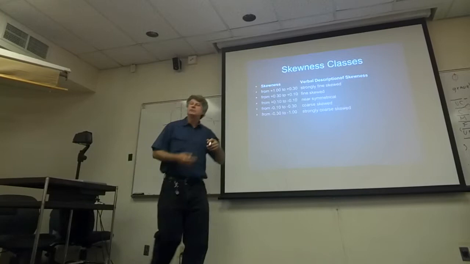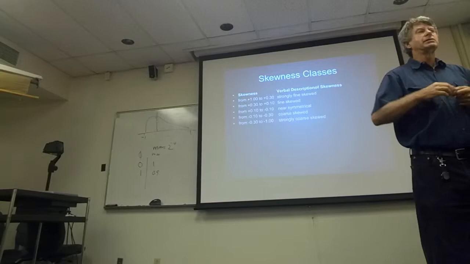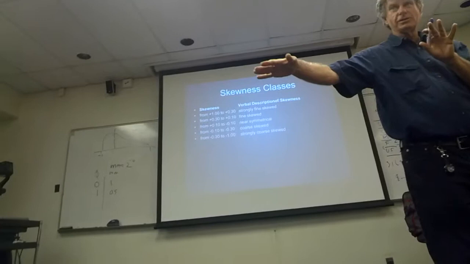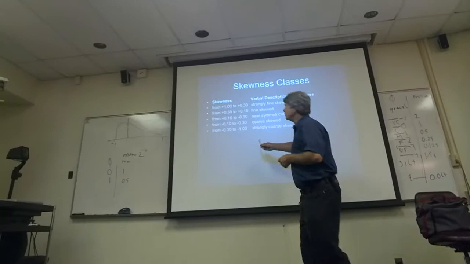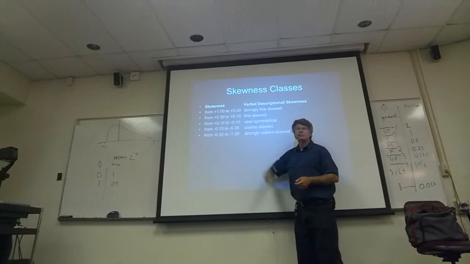Okay. Any questions? Is that making sense to everybody? So the skewness gives which side the tail is on. And positive, because positive in phi scale is small, is finely skewed, and negative is coarse skewed. Questions?